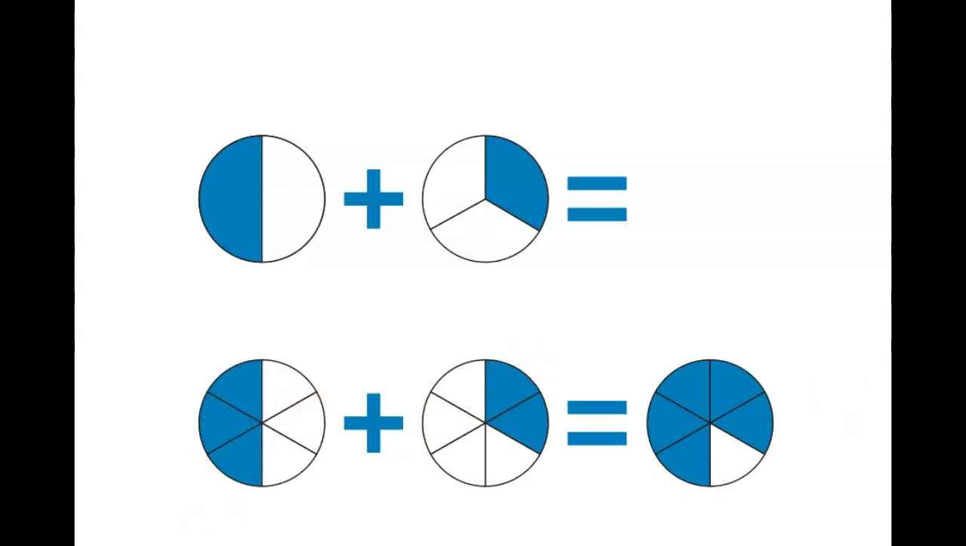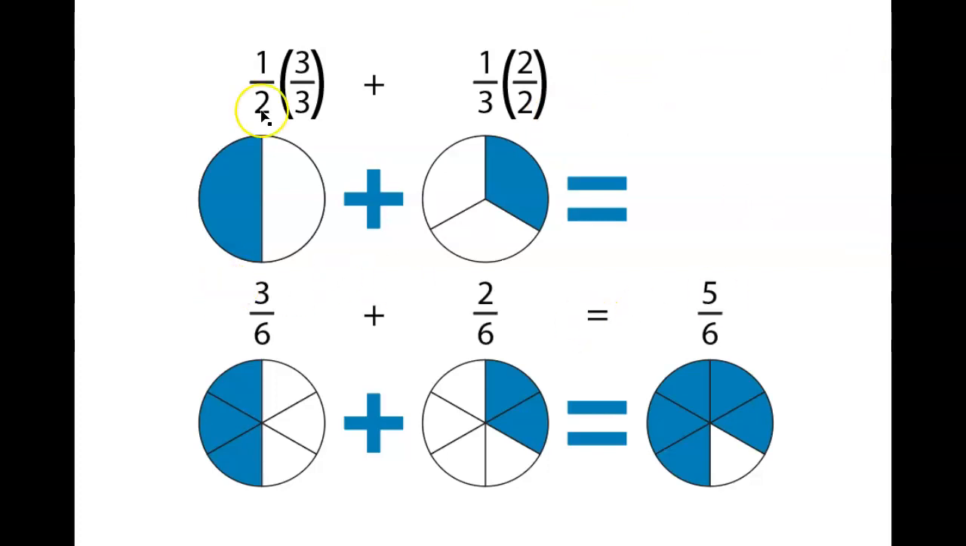Yeah? What does the math look like over here? 1/2 plus 1/3. In order to get it to a denominator of 6, we are going to multiply this one by 3/3. Yeah? And we're going to multiply this one by 2/2. And what do we get? We get 3/6, right? So 1 times 3, 2 times 3, 3/6. 1 times 2, 3 times 2, 2/6, and those are going to add up to 5/6.